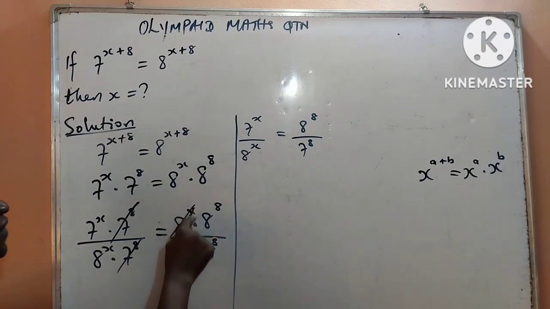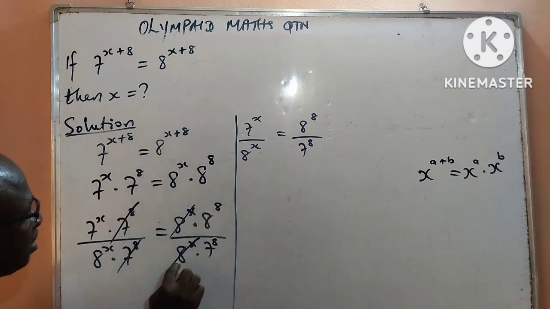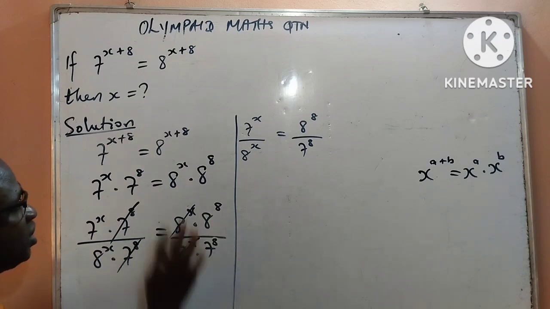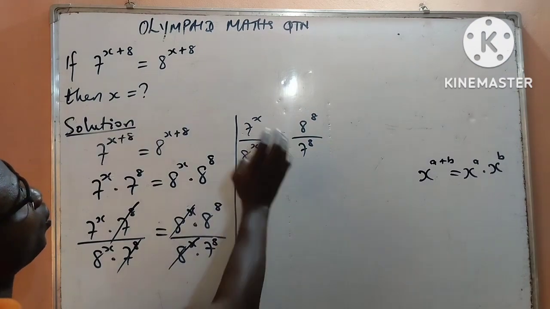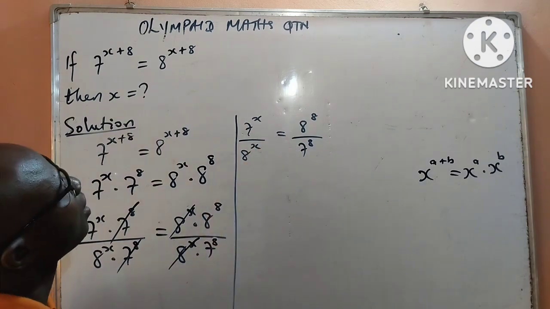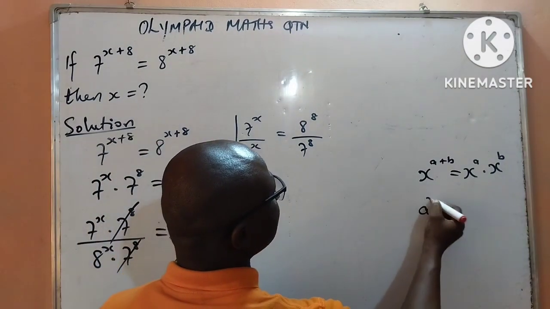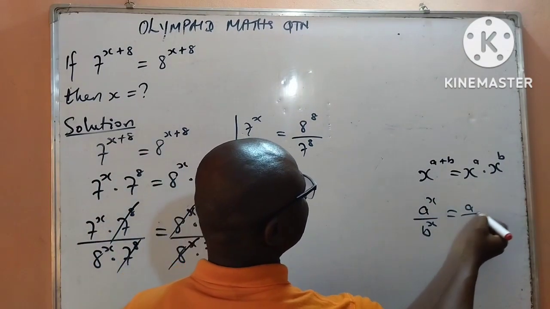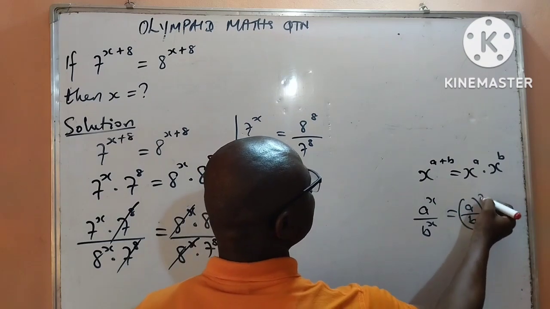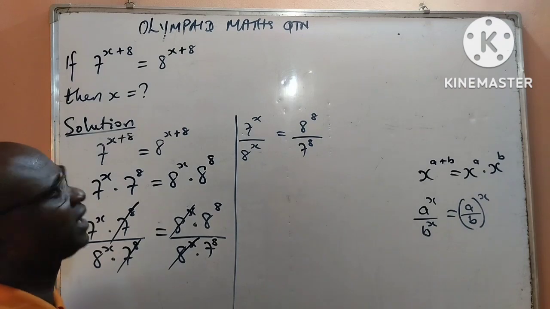So it is 8 to the power of x multiplied by 8 to the power of 8. This place shouldn't be x, because what we are changing is what we are dividing with. Now, looking at this, I want to apply the law of indices that says if I have a to the power of x all over b to the power of x, it is equal to a all over b all to the one common power, and that is power x.